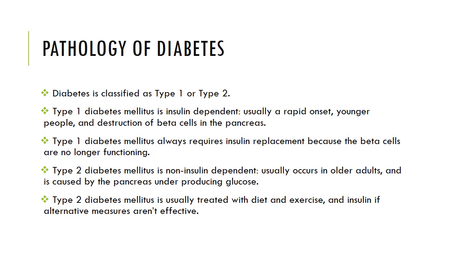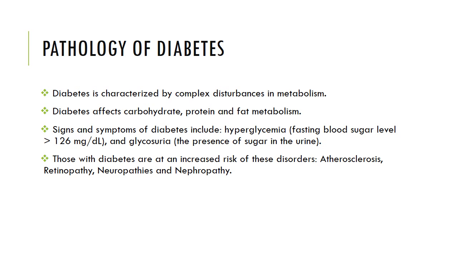Type 2 diabetes is not insulin dependent, usually occurs in older adults, and is caused by the pancreas under producing glucose. Type 2 diabetes is usually treated with diet and exercise, and insulin if alternate measures aren't effective. So, pathology of diabetes: diabetes is characterized by complex disturbances in metabolism. Diabetes affects carbs, protein, and fat metabolism.